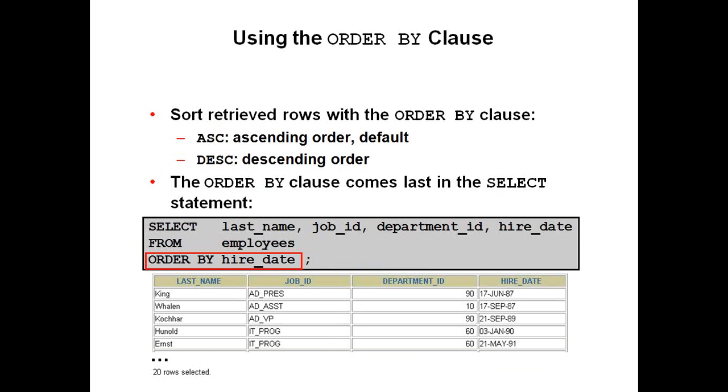And then we have the order by clause. So basically order by is going to do the sorting of the data. Whenever you want to retrieve the data and display it in a specific order, like ascending order or descending order, then you would be using this order by clause.